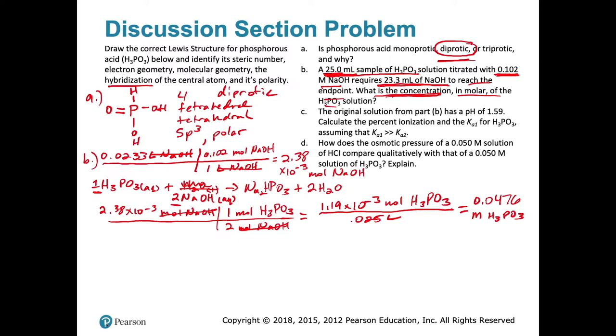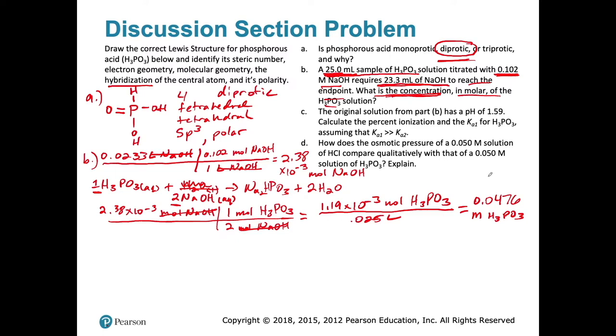The original solution from part B has a pH of 1.59. Calculate the percent ionization for just Ka1. And the reason why you're doing this is because we know that the very first proton, Ka1, is going to be much larger than Ka2. So that's the one that's going to be the effective proton we're losing. And the third proton doesn't get lost at all because it's not even acidic, okay?